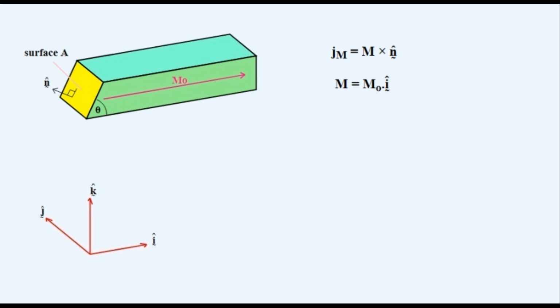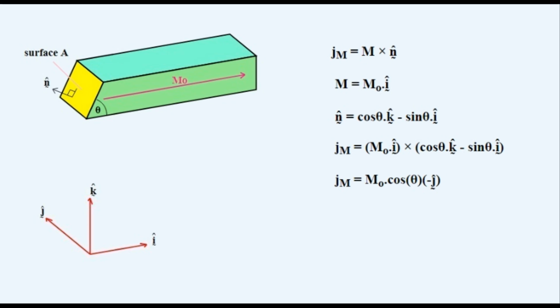Plugging these values into the equation at the top gives us this cross-product expression. And using the rules for cross products, one of which is that a unit vector cross-multiplied by itself gives 0, we get this expression containing the unit vector minus j. And placing the minus sign outside the expression gives us this answer. And here is a picture of what these currents look like on this surface, being in the direction of minus j.